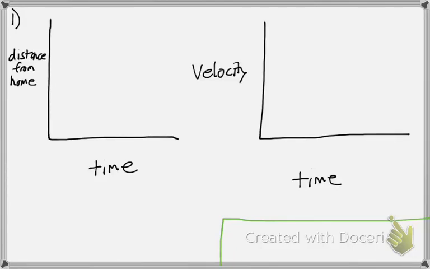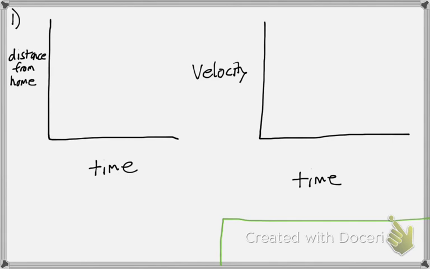In section 6.1, this has to deal with distances and velocity. A lot of these problems are going to describe a situation, and they want us to make a graph for not only the distance, but for the velocity. So these can be kind of tricky. They take a lot of practice.